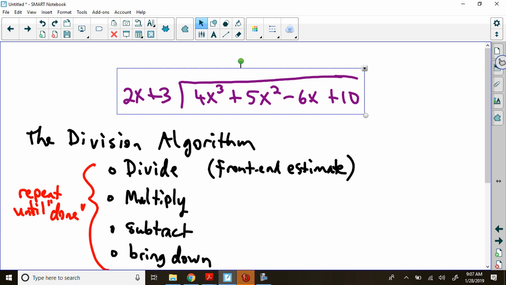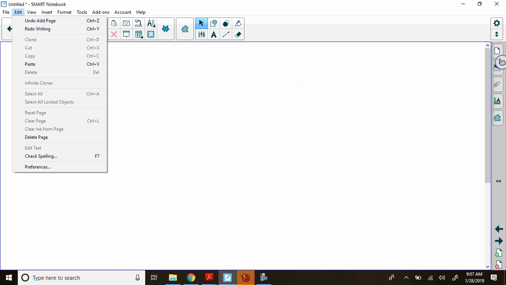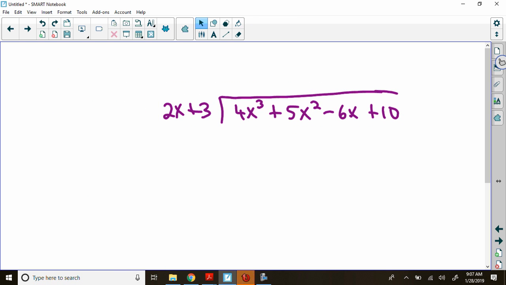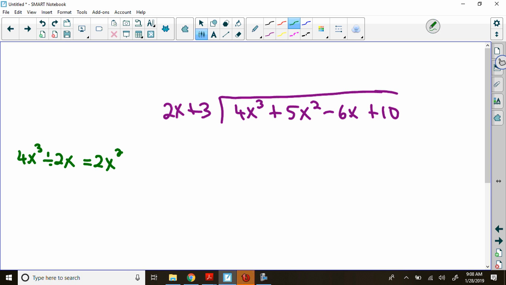Copy. I'm going to paste it onto a brand new page. So we said that the first step is a front-end estimate. Well, the front-end estimate I'm doing is taking 4x cubed and dividing that by 2x, and it ends up being 2x squared. So I'm going to put a 2x squared up top here, and I'm going to multiply. When I multiply, I'm going to have 4x cubed plus 6x squared.